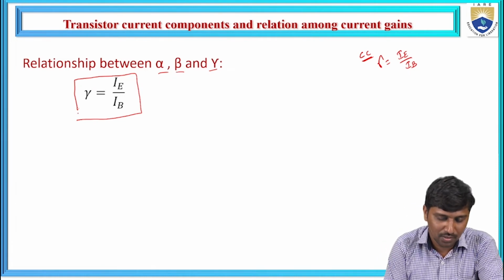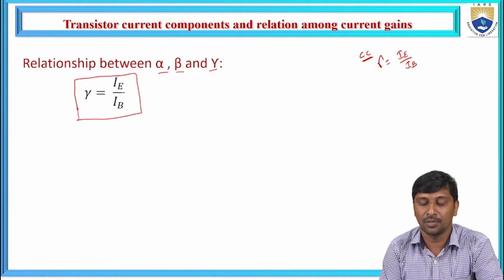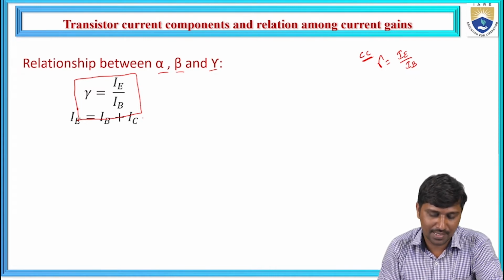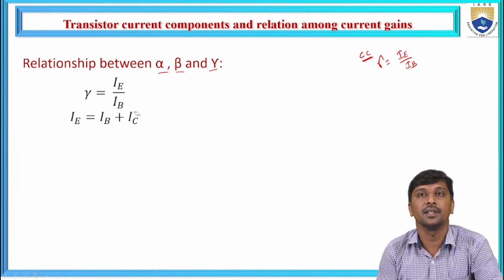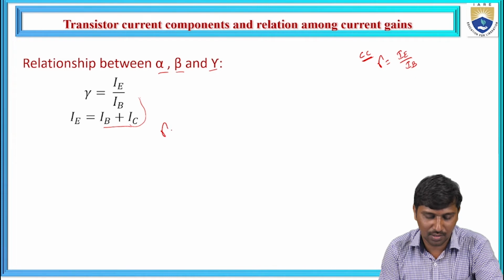Here, first I assume the DC current gain of the common collector transistor, that is gamma, is equal to the ratio of emitter current to the base current. Now we know from the transistor construction that the emitter current is the summation of base current as well as the collector current. Now I'm going to substitute this for IE. So gamma is equal to (IB plus IC) by IB.